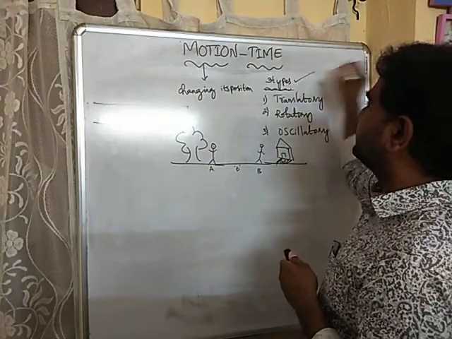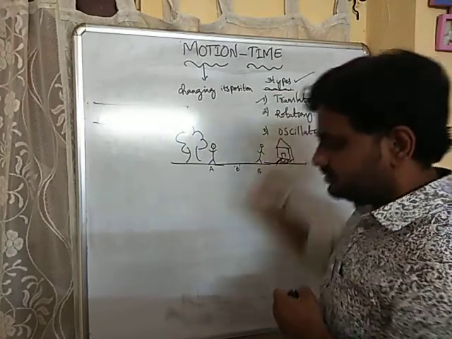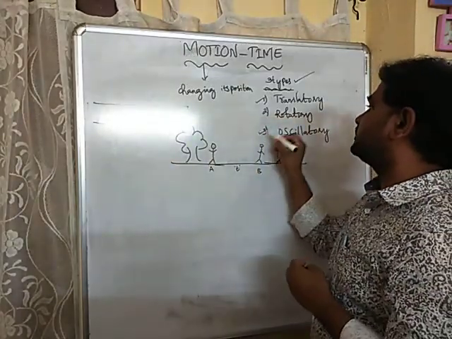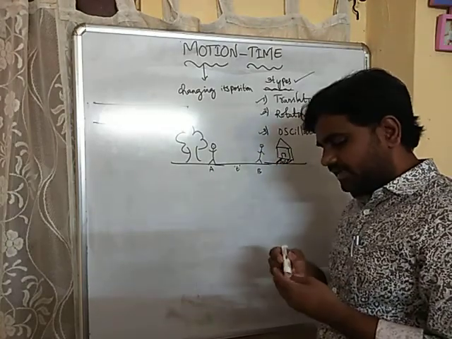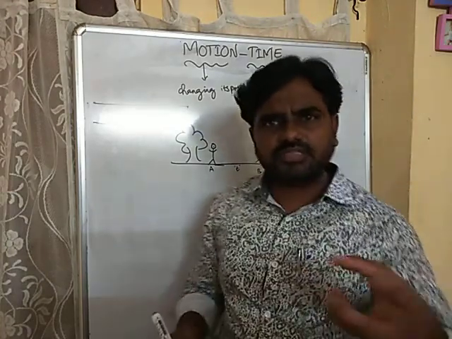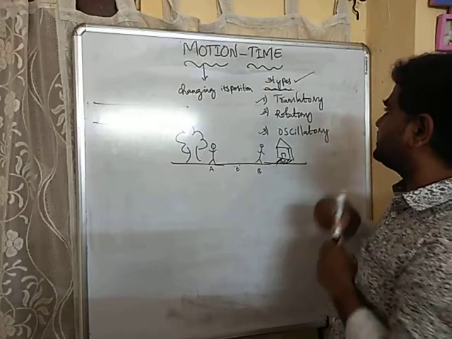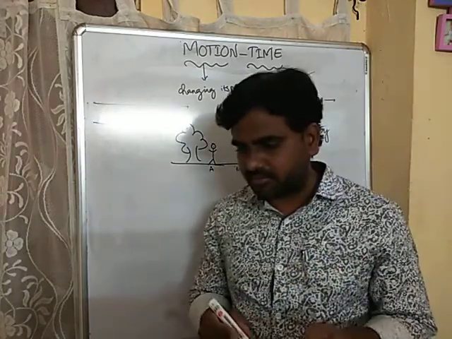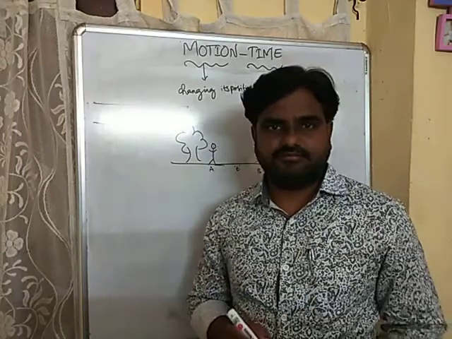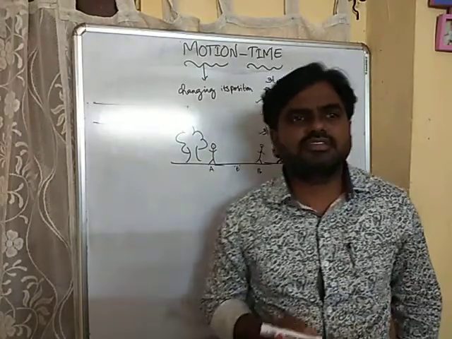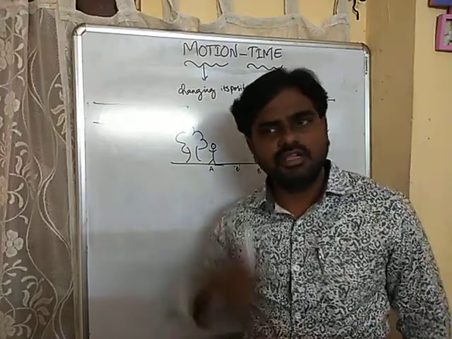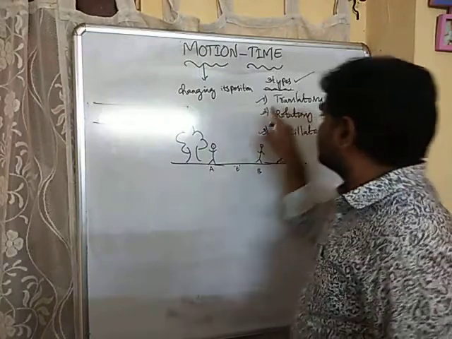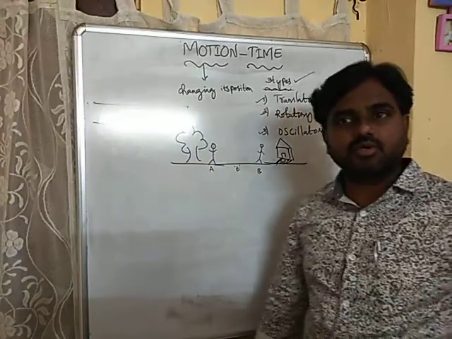What are the types of motion? The first one is translatory motion, the second one is rotatory motion, and the third one is oscillatory motion. You might have seen different objects move in different ways. First, I would like to give a small example. For example, an ant. This is a common experience in your daily life. How does an ant move? An ant moves straight, in linear motion. It's nothing but translatory motion.